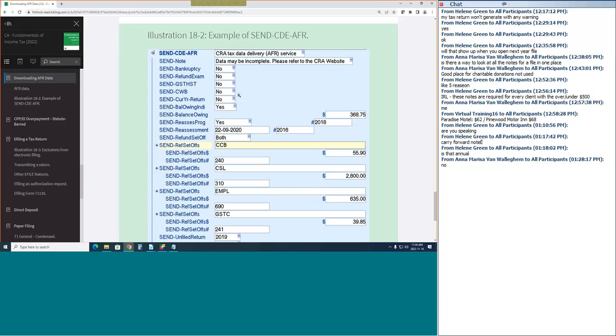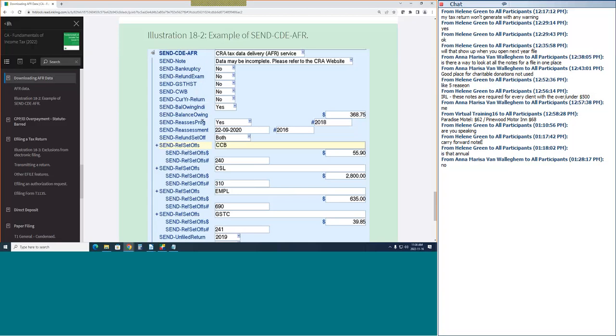But then we're going to get to the ones that you do have to care about, which is number one, have they already filed this year? Because if they've already filed 2021, you can't file another 2021. The best you can do is an adjustment. So the first thing you're going to check is, have I filed a return for this year already? And they're going to say no. So current year return. The next one it's going to say is, do they have a balance owing?